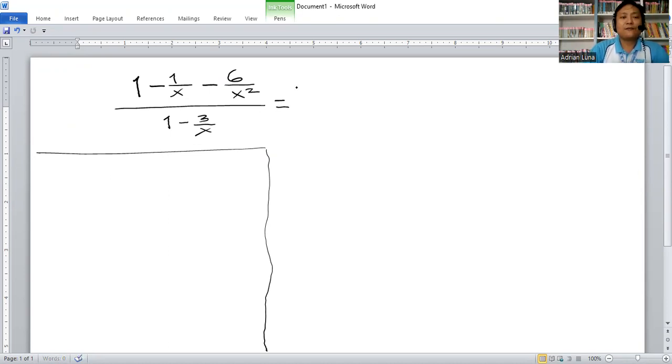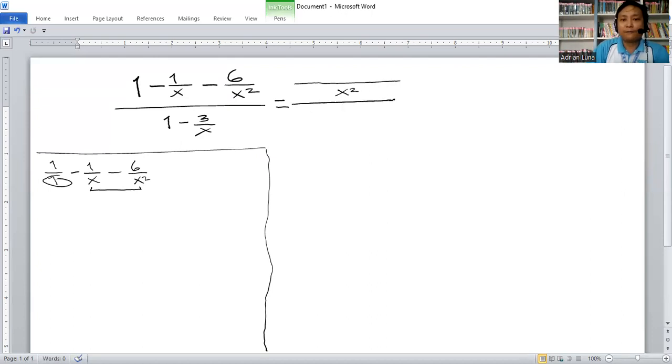All right, first we have to perform subtraction, and we know that 1 is also a fraction whose denominator is also 1. So let's represent it here as 1 over 1 minus 1 over x minus 6 over x squared. Since we have the same variable with different exponents, we choose the one with the highest exponent. In our case, our LCD is x squared.